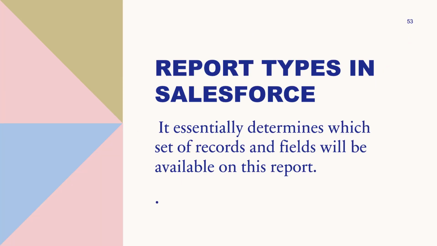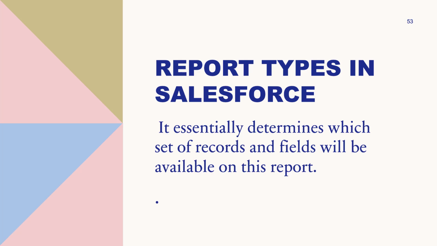Let's discuss report types in Salesforce. A report type is a framework or a template that defines the objects and fields available for creating a report. It essentially determines which set of records and fields will be available in the report. Each and every report is based on a specific report type. When we create a report, we first select the report type. Each report type has a primary object and one or more related objects, and all these objects are linked together directly or indirectly. Note, once a report is created, its report type cannot be changed.